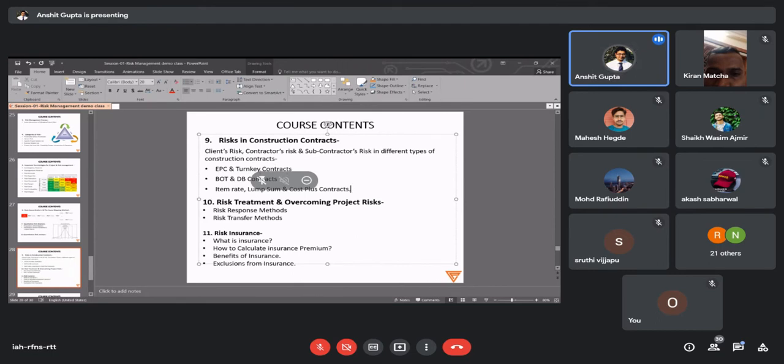We will not take the definitions of these contracts, but obviously what are the client's risk, contractor's risk, and subcontractor risk in these different types of contracts. These we will take in 2 sessions. Then we will discuss risk response methods and risk treatment methods in detail.